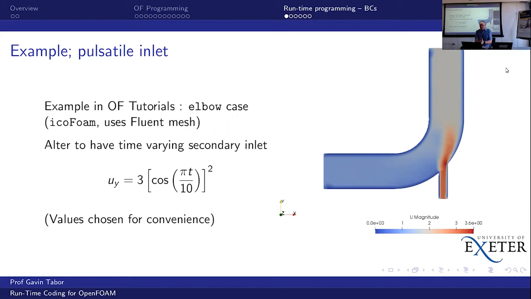So I thought I would start off by talking about the runtime programming by showing a couple of examples of things to do. I went to the tutorial directory and pulled out hopefully a useful case. It's the elbow case, runs with OpenFOAM, and it's a recreation of a Fluent test case, which has a flow coming around this right-angled bend at 1 meter per second inlet velocity, and a secondary injection here, smaller duct at 3 meters per second.